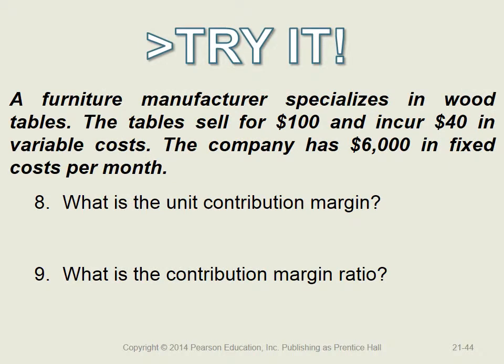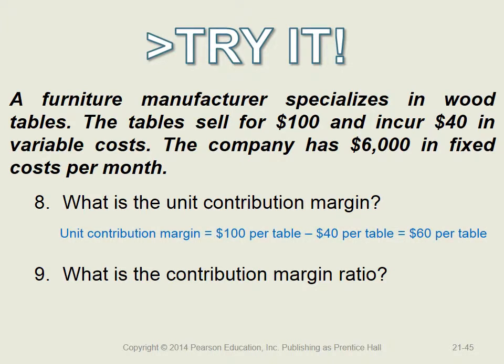So let's try a couple more. The furniture manufacturer specializes in wood tables. The tables sell for $100 and incur $40 in variable costs. The company has $6,000 in fixed costs per month. What is the unit contribution margin, and what is the contribution margin ratio? For unit contribution margin, we've got $100 per table, which is the total revenue for the table, $40 in variable costs, so we've got 100 minus 40, and that leaves us with $60 per table that is considered the contribution.